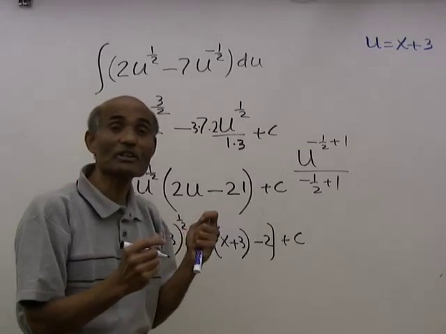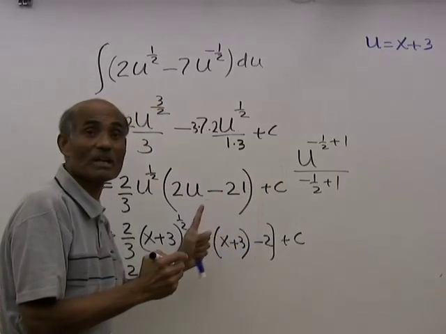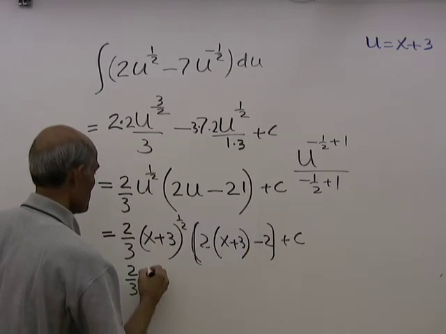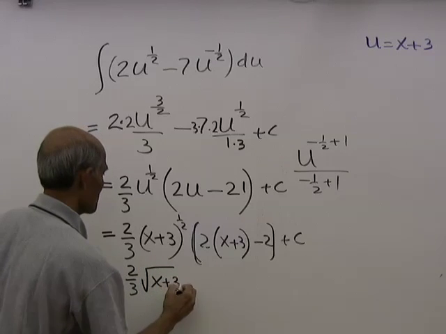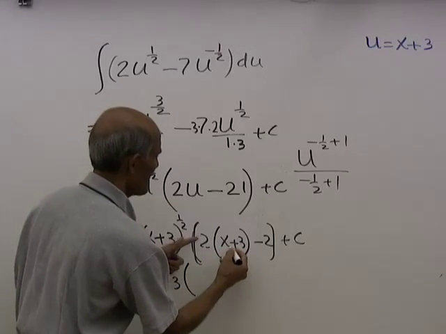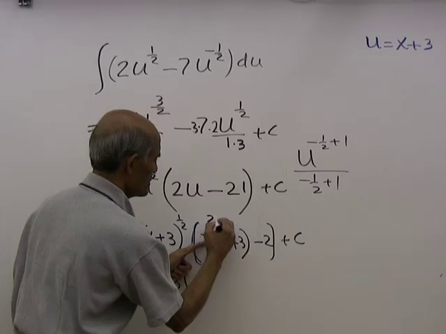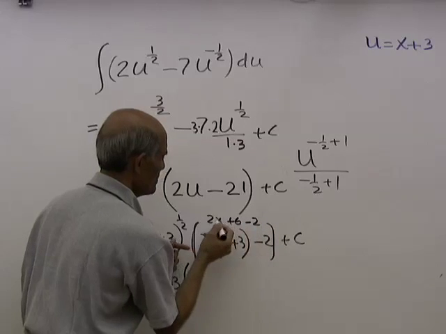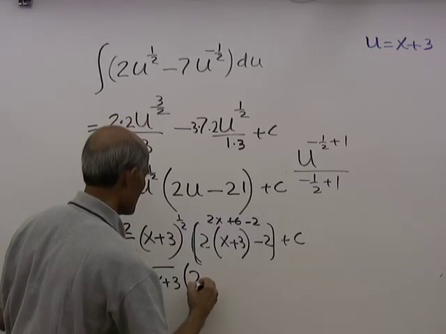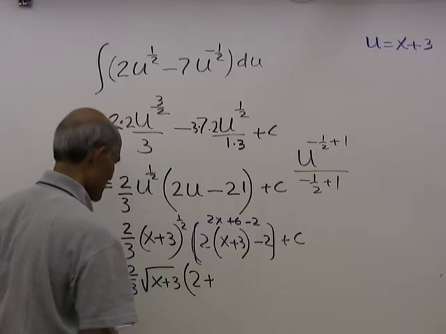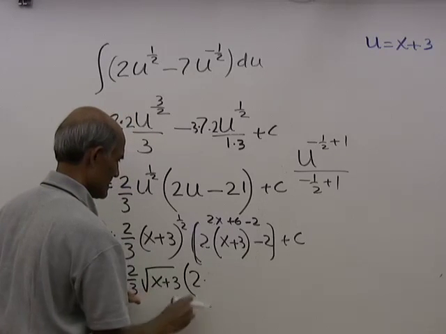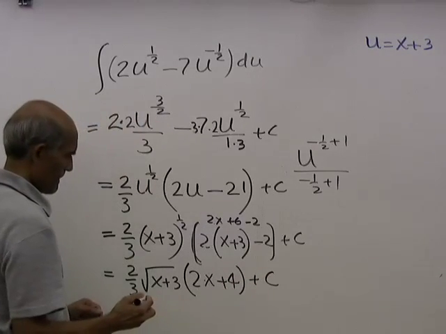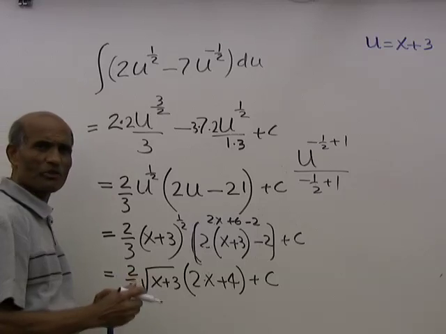Our original expression contained a square root, which means we should now convert that power 1/2 to square root. That'll be 2/3 square root x plus 3 times, simplify this for me, if you do it like this, 2x plus 6 minus 2, it'll be 2x plus 4, 2x plus 4, plus c.